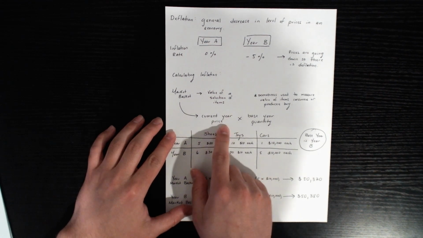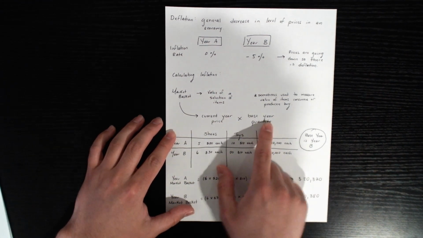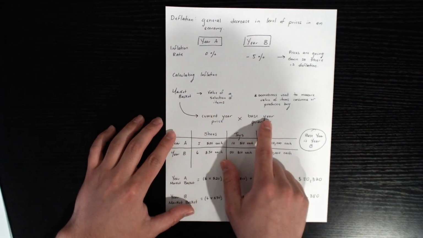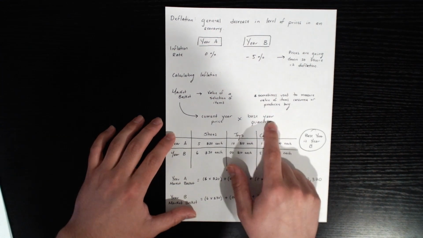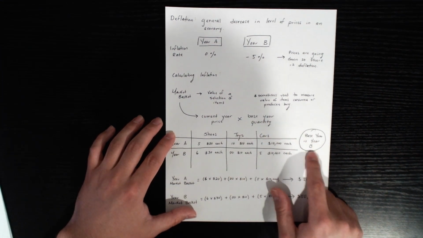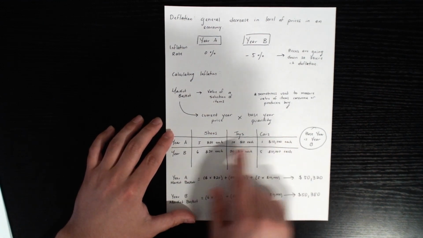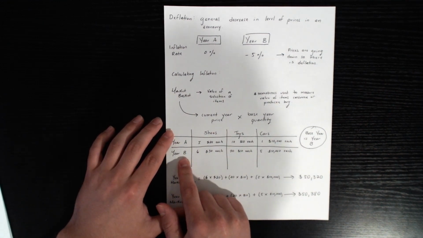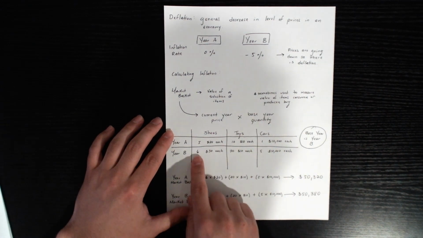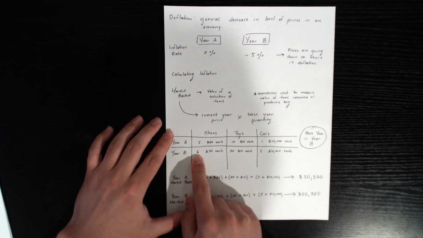It's the current year price times the base year quantity, because here we're going to try to look at changes in price. Again, we're going to tell you what the base year is. So here the base year is year B. We have three items: shoes, toys, and cars, for year A and year B. Remember, year B is the base year, so we're going to use year B's quantity for everything.